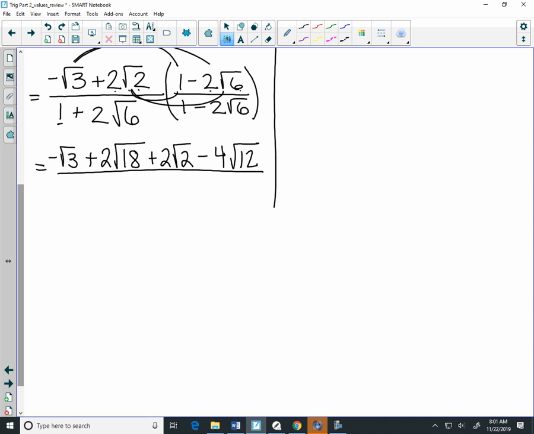On the bottom, 1 times 1 is 1. 1 times negative 2 radical 6 is negative 2 radical 6. 2 radical 6 times positive 1 is positive 2 radical 6. 2 radical 6 times negative 2 radical 6. Be careful with your positives and negatives here. Positive times a negative is negative. 2 times 2 is 4. Square root of 6 times square root of 6 is 6.